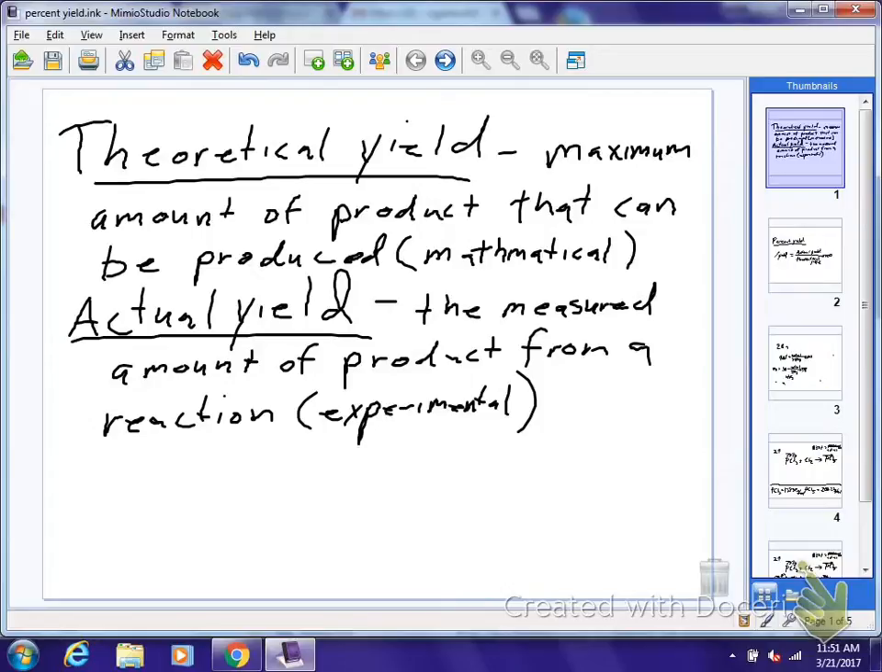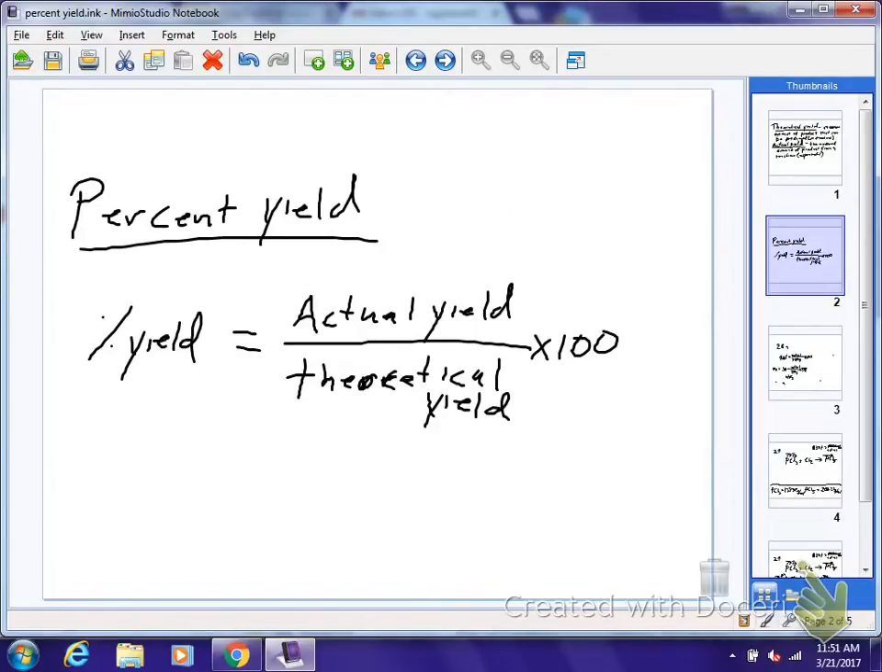So what you're doing is solving for different quantities with the equation that says percent yield equals the actual yield divided by the theoretical yield times 100. Your actual yield is going to have to be less because of conservation of mass. Theoretical yield is the maximum amount you can produce in a reaction, and the actual yield is how much you actually do produce. So percent yield is actual yield divided by theoretical yield times 100 to get your percent.